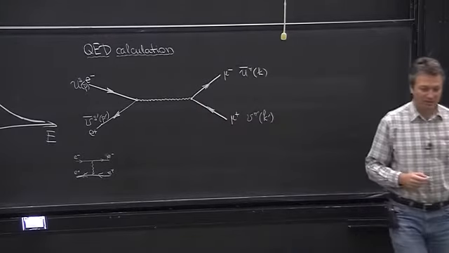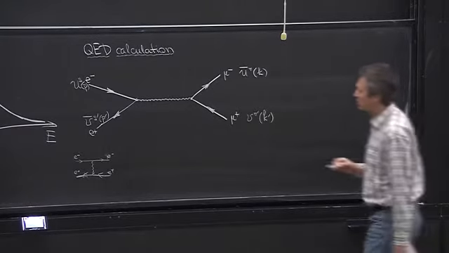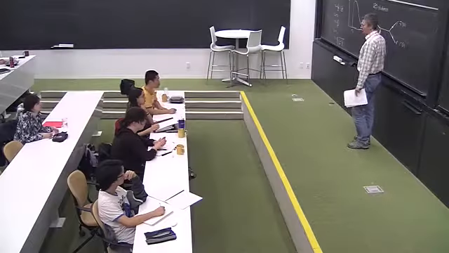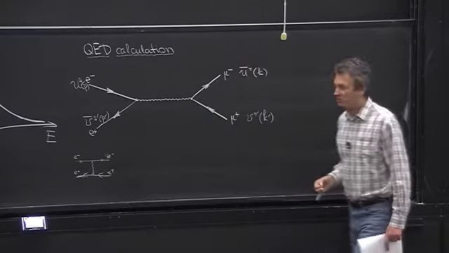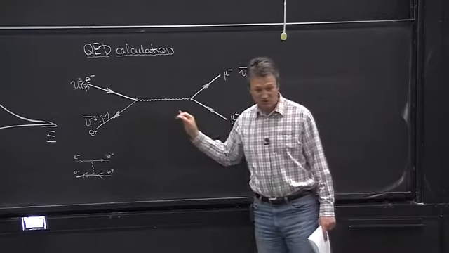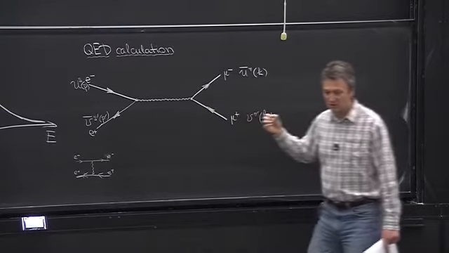Yes? Would you mind reminding us why the correction needs to be second order? It's second order because each vertex carries a factor of e. This is just part of the vertex. So the vertex is minus e i times gamma.